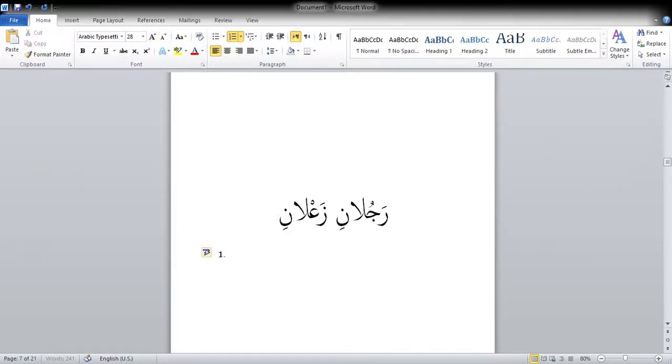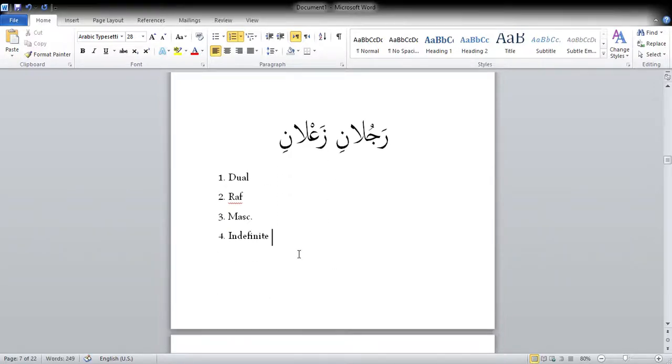Alright, the next one is رجلان زعلان. Rajulani indicates two men, so it's in dual state. Za'lani is also in dual state. They're both rafa, both masculine, and both indefinite. So you translate that as the two disappointed men. Two displeased men.